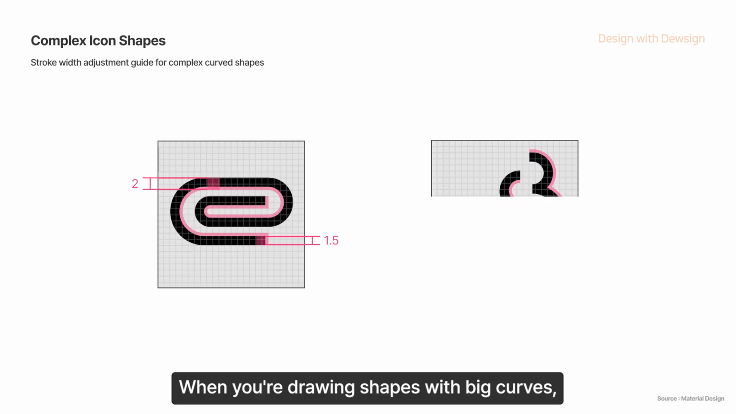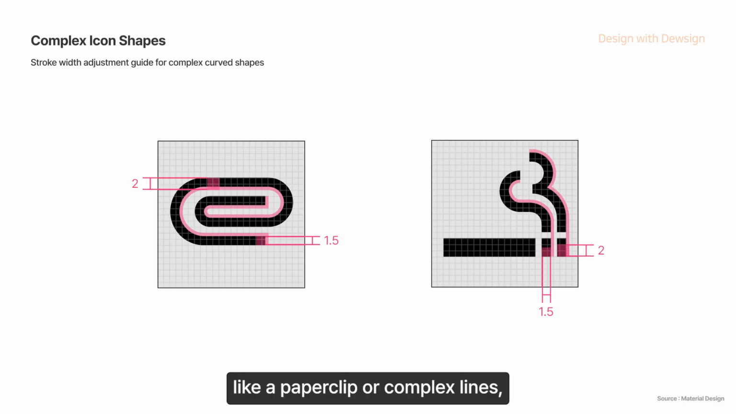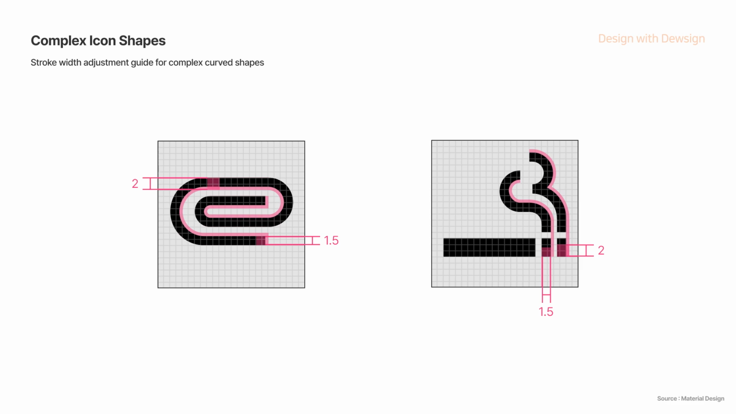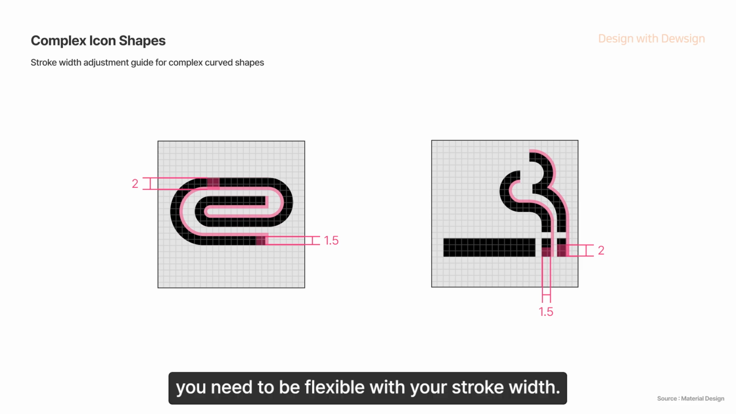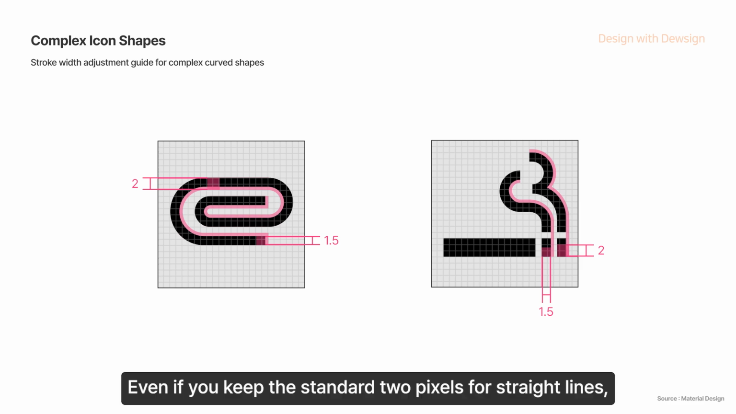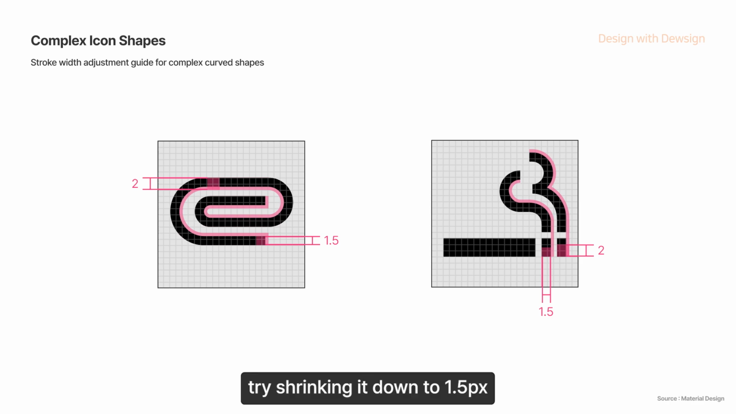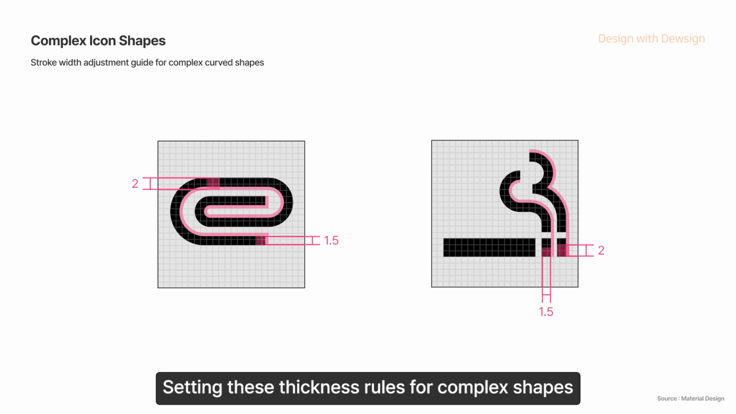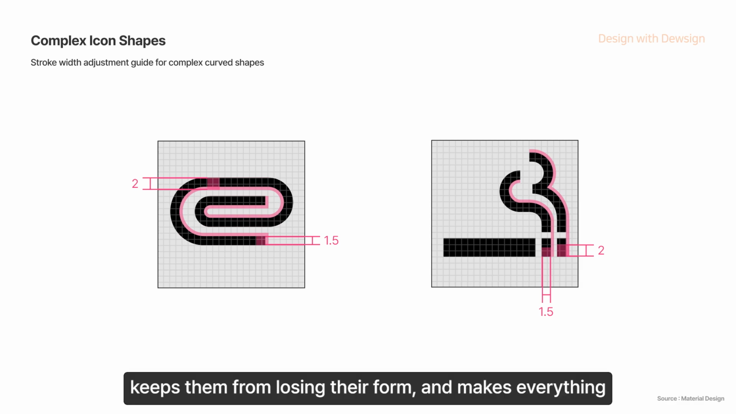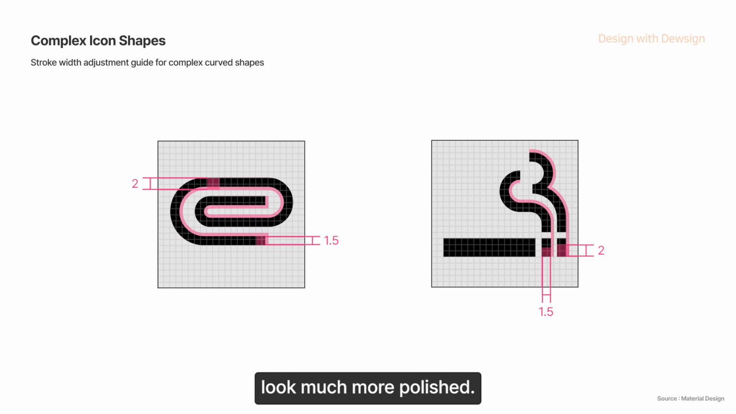When you're drawing shapes with big curves, like a paperclip, or complex lines, you need to be flexible with your stroke width. Even if you keep the standard 2 pixels for straight lines, try shrinking it down to 1.5 pixels in tight corners, or where curves turn. This prevents the icon from looking all clumped up and helps it stay crisp. Setting these thickness rules for complex shapes keeps them from losing their form and makes everything look much more polished.